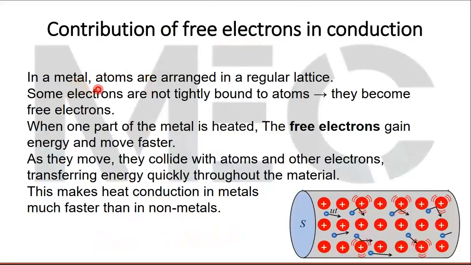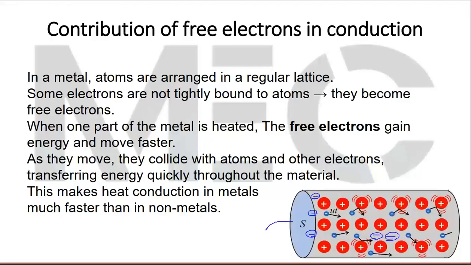In a metal, atoms are arranged in a regular lattice. Some electrons are not tightly bound to atoms. They become free electrons. In fact, we have a lot of free electrons. The free electrons drawn here are less than expected, so let me draw some more. Because for every atom there are several free electrons, we have a sea of electrons.